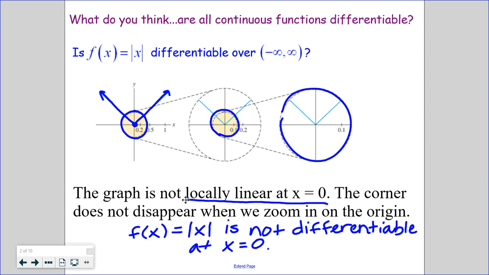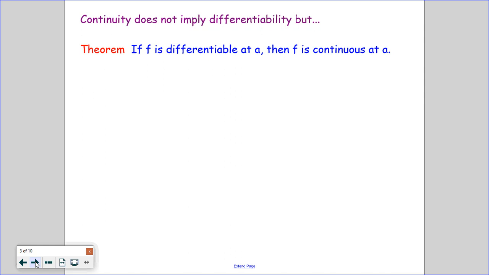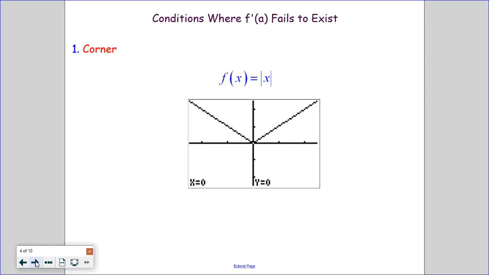Now that you have an idea of what is required for a function to be differentiable at a point, that it has to have the property of local linearity, let's look at some other examples where a function is not differentiable at a point. These are the conditions where f prime of a, which is the derivative at a point, fails to exist. We already talked about the first one.